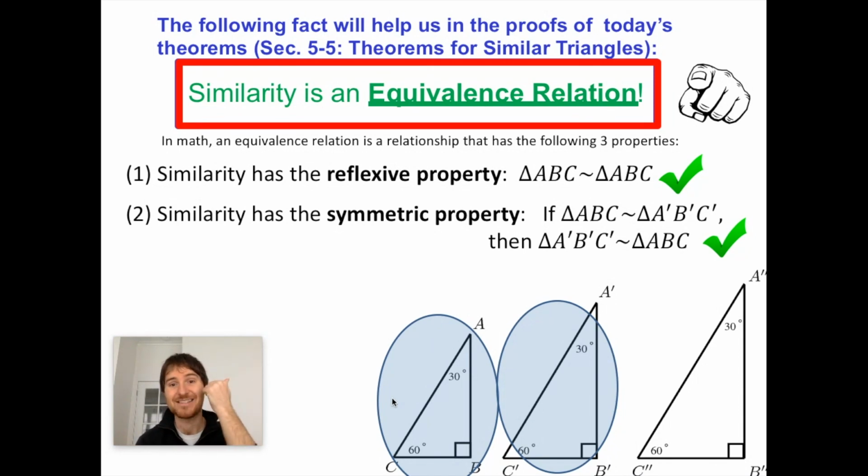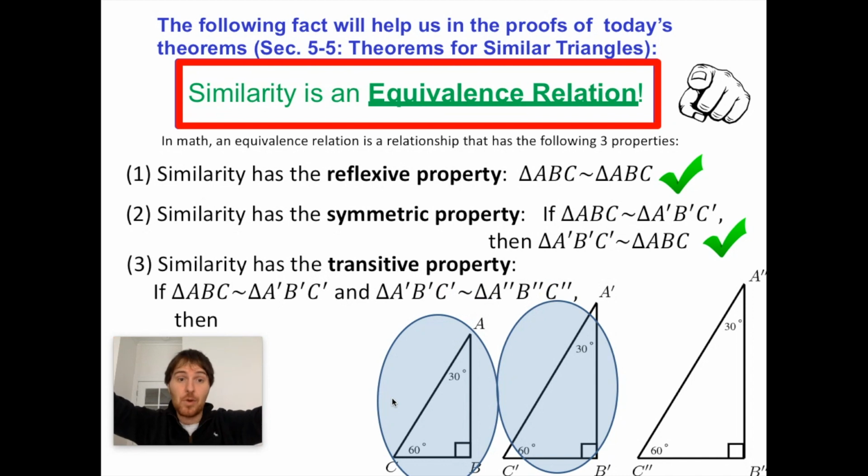We'll use reflexive, symmetric, and finally, similarity also gets another property, the transitive property. Equivalence relations haven't come up since chapter 1 when we talked about congruency, about how congruency gets the reflexive property. It gets the symmetric property. And finally, it gets that pesky transitive property. The same thing is going to be true for similarity as well.